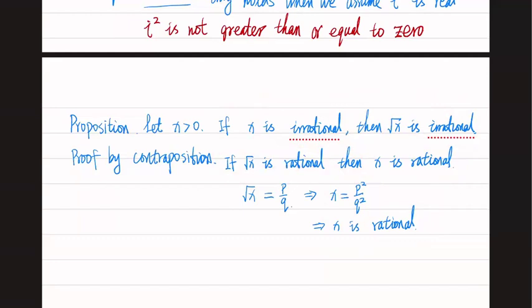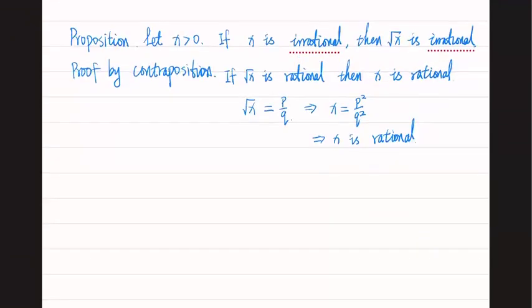Okay, so in some cases, it's easy to go with the contraposition. In some cases, we have a third argument, proof by contradiction.